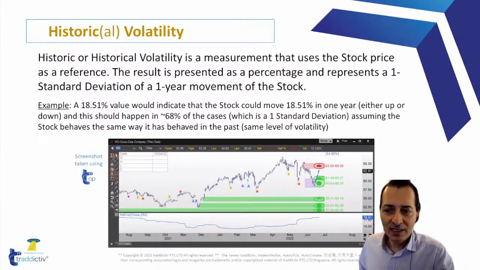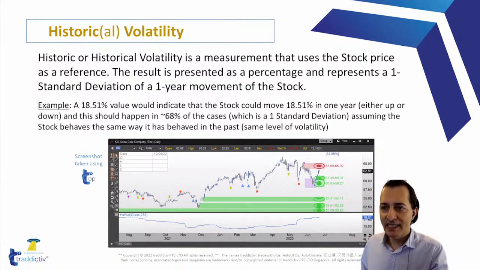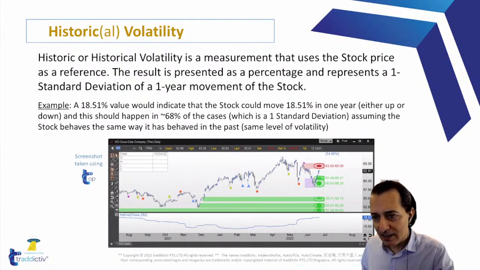Now, this is assuming the stock remains and behaves the same way it's behaved before, okay? Because historical volatility is extracted out of looking at the stock price as a reference. So we are looking at the past, we look at the speed of movement in the past, and if that was to continue into the future, then that stock has 68% chances to be either up or down by 18.51% in 1 year. So that would be the expected volatility based on the stock price.